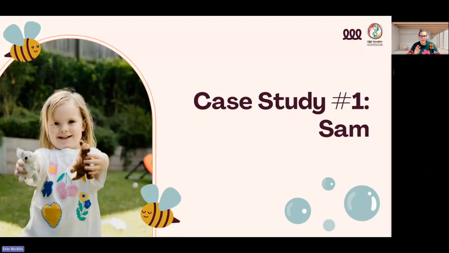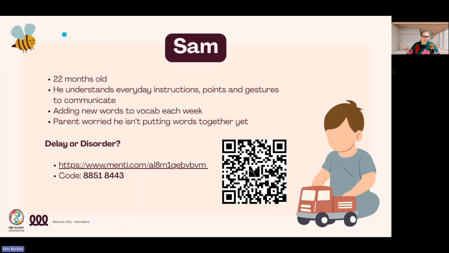So now that we kind of understand what those two are, we're going to jump into this first case study. So we're going to call them Sam. Now, Sam is 22 months old. He understands everyday instructions. So 22 months old being nearly 2. He points, he uses gestures to communicate. He adds new words to his vocabulary each week. But his parent is worried that he isn't putting words together yet.